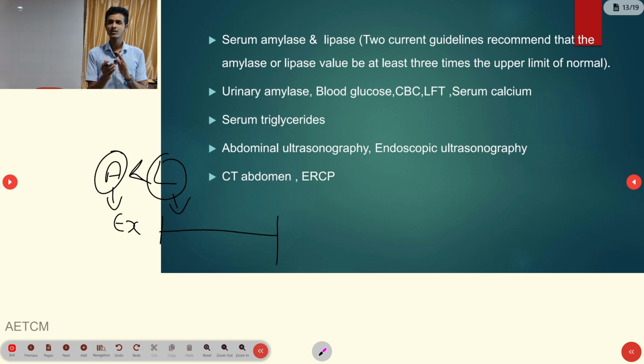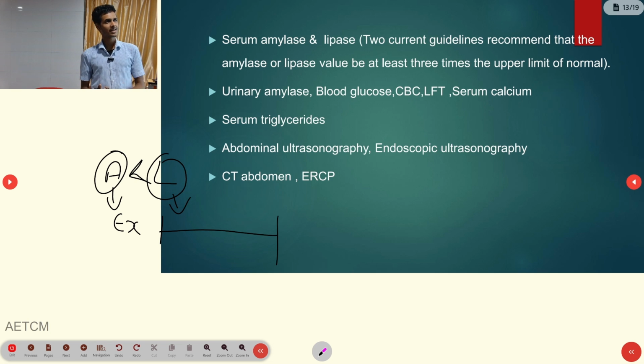After 8 to 14 days only it will start to downtrend, or start to fall. So up to this point the lipase will be at a higher level. That's why we told lipase has more accuracy. One more thing is that amylase is also present in our saliva, so that will confuse our results. That is why it is better to go with the lipase level.